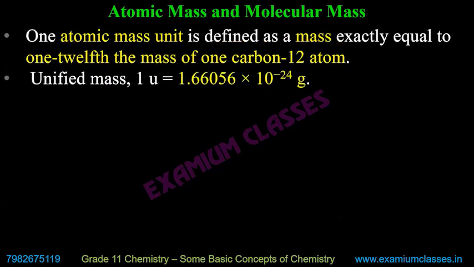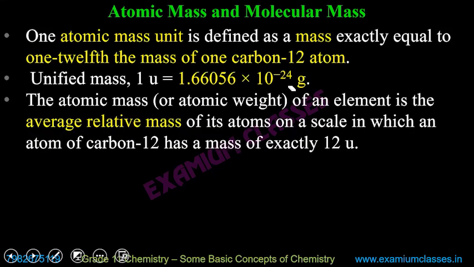That's what we do. So 1 unit is actually equal to 1.66056 into 10 power minus 24. Those who are preparing for JEE and NEET should memorize this value. You might need to use it for some tricks. Okay, tricky questions: if you know this value already, you can get the answer very quickly. So memorize this value. 1 unit is actually 1.66056 into 10 power minus 24 grams.